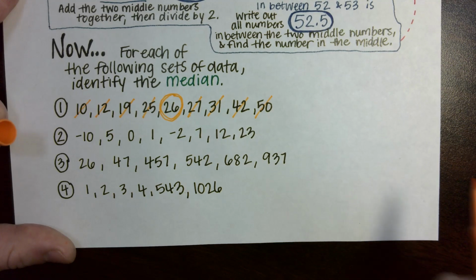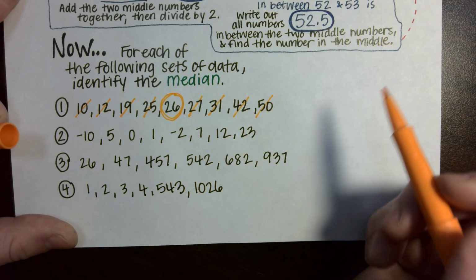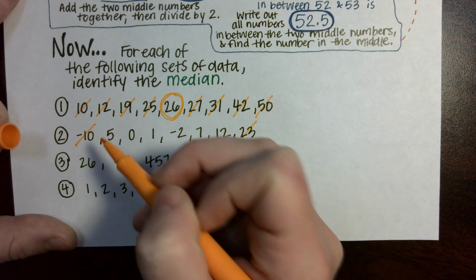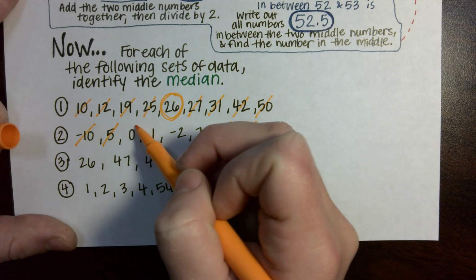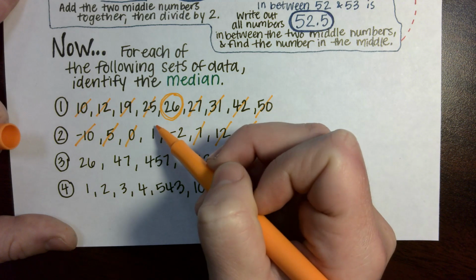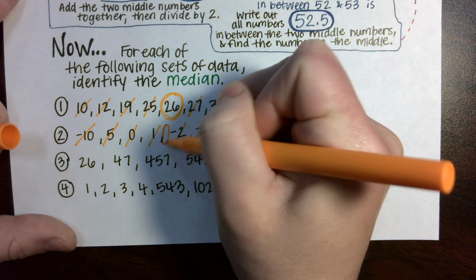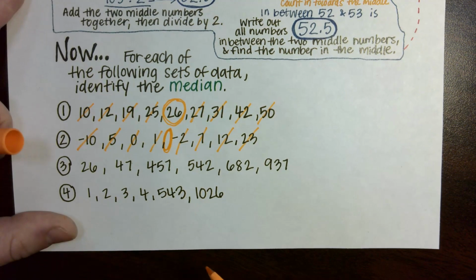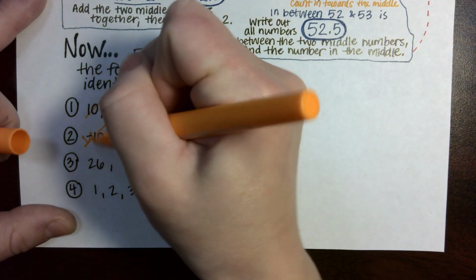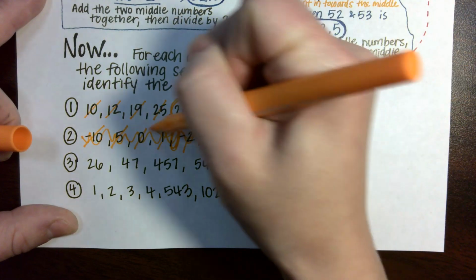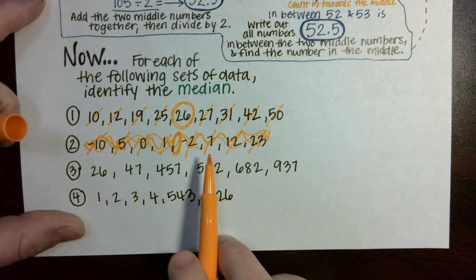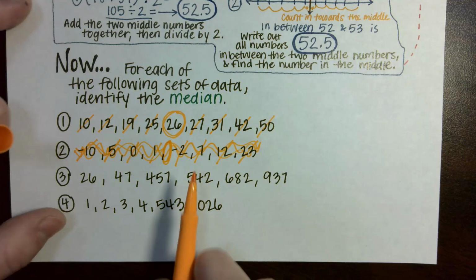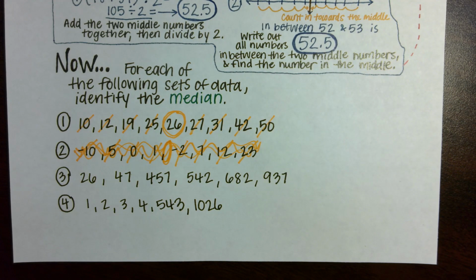All right. Number 2, what did we get for our median? 3. Let's see. Cross off -10 and 23, then 5 and 12, then 0 and 7, then 1 and -2. So we need to figure out what is in between 1 and... Oh my gosh, you guys, yes! I'm wrong! That's what I did. Woo! I make mistakes, y'all. Thanks for calling me out. These numbers are not in order. Oh my gosh. I missed the most important step.